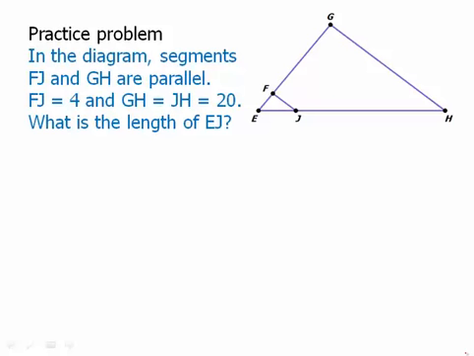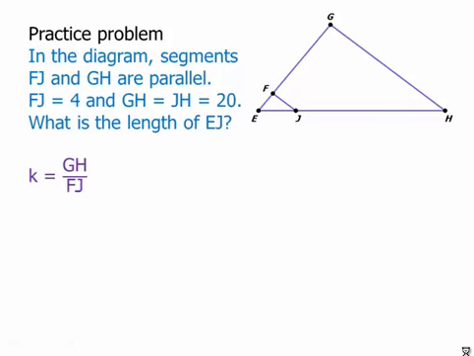So we have a segment that's parallel to the side, so we know that we have two similar triangles. FJ equals 4, that little segment, and GH, and also JH equals 20. So GH is that opposite side, JH is part of the side, and we want to find the length EJ. Well, first of all, let's compare the two sides that are obviously corresponding sides.